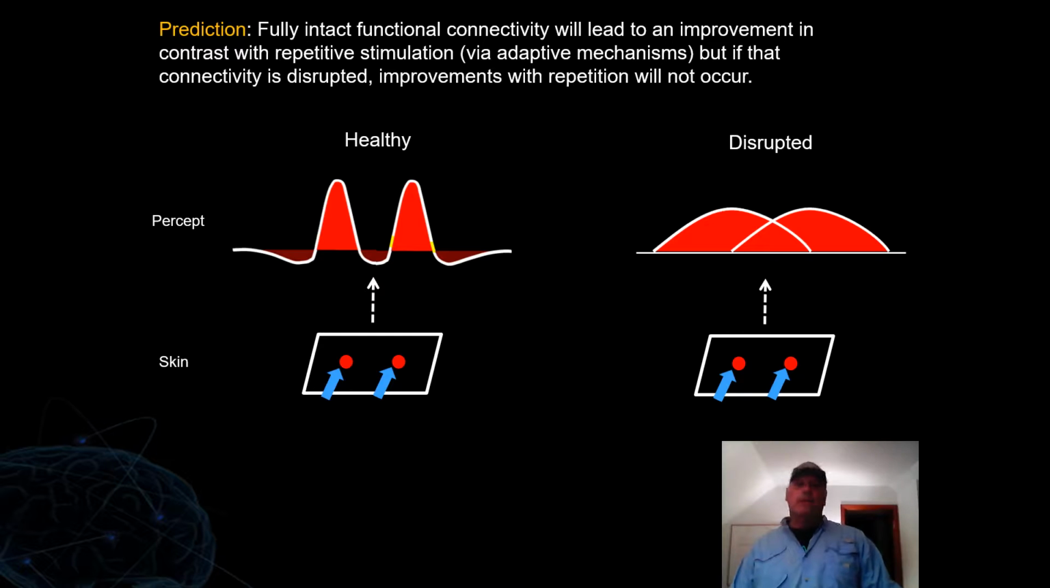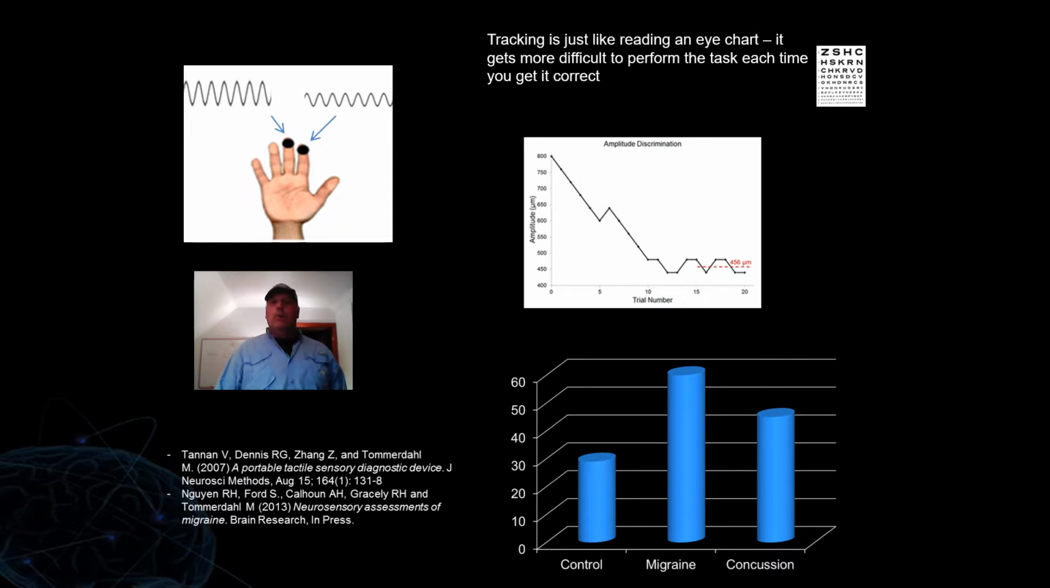Now, in the case on the right, you have two peaks that are not very resolved, and that's because the connectivity between those areas is disrupted. So basically, it's really important that with repetitive stimulation you actually get the carving out and the funneling between the two stimuli. So how do we actually measure how well you can carve out the two different stimuli that are side by side? Well, what we do is we use a tracking protocol.